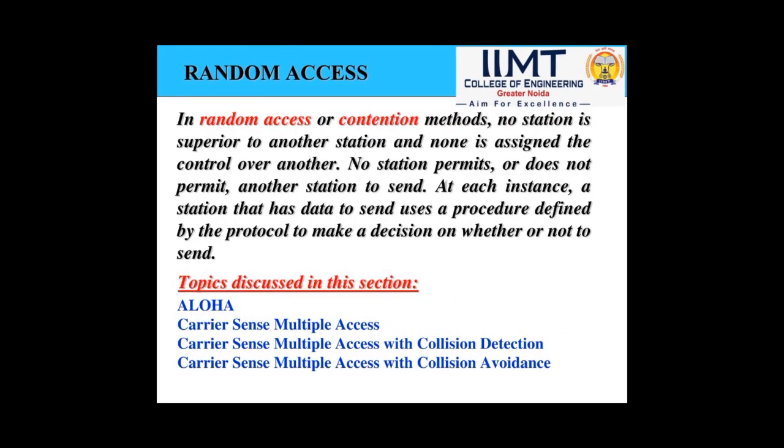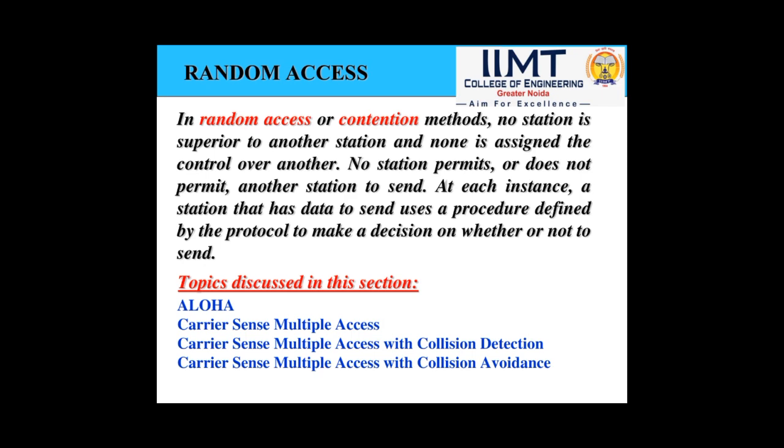Firstly, understand about the random access. In random access, let us understand this by some examples. Suppose we have 10 stations, then 10 stations should have equal priority. No station is superior to another station and none is assigned control over another. It should not happen that one station gets supervised over another station.